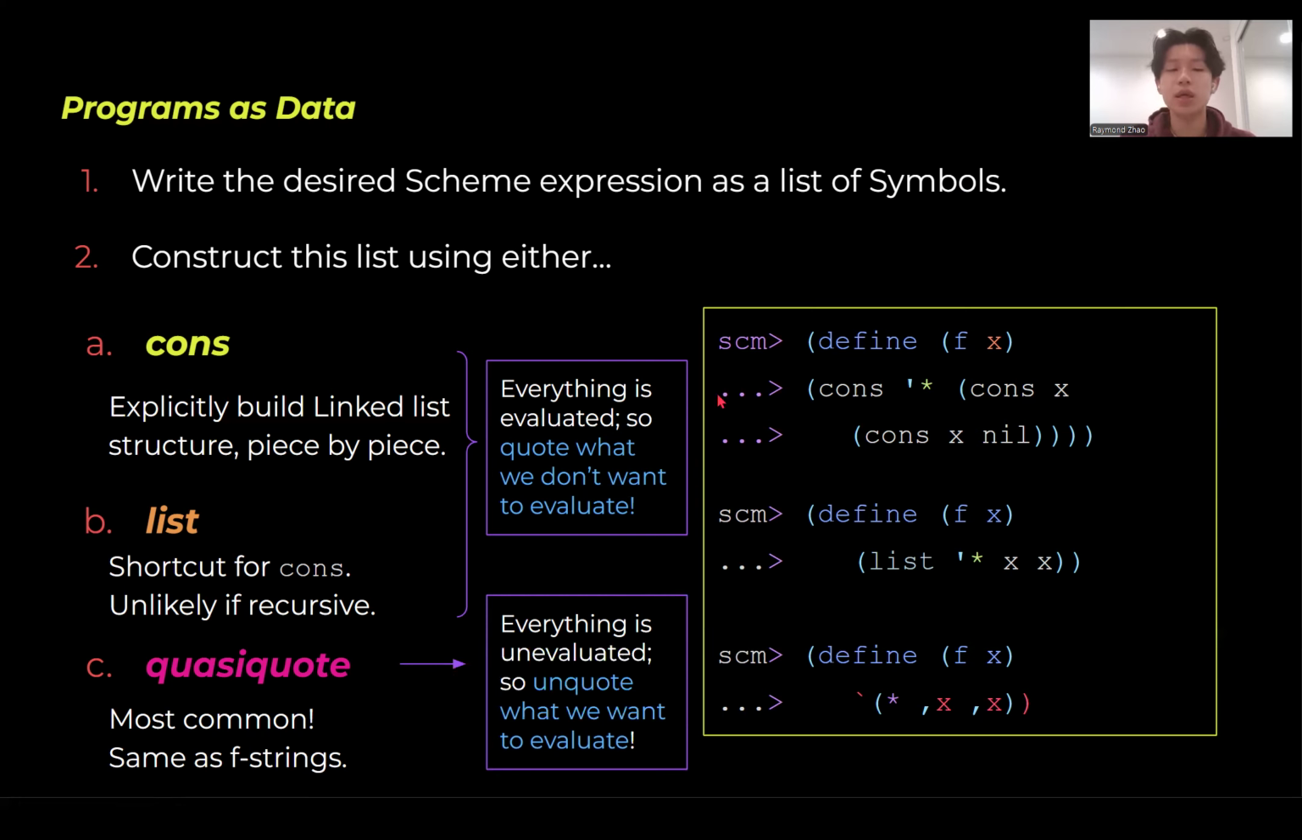Observe the opposite thing here, right? With cons and list, you have to quote what we don't want to evaluate. With quasiquote, I have to unquote what we want to evaluate. Cool. So yeah, quasiquote is the same idea as f-strings.